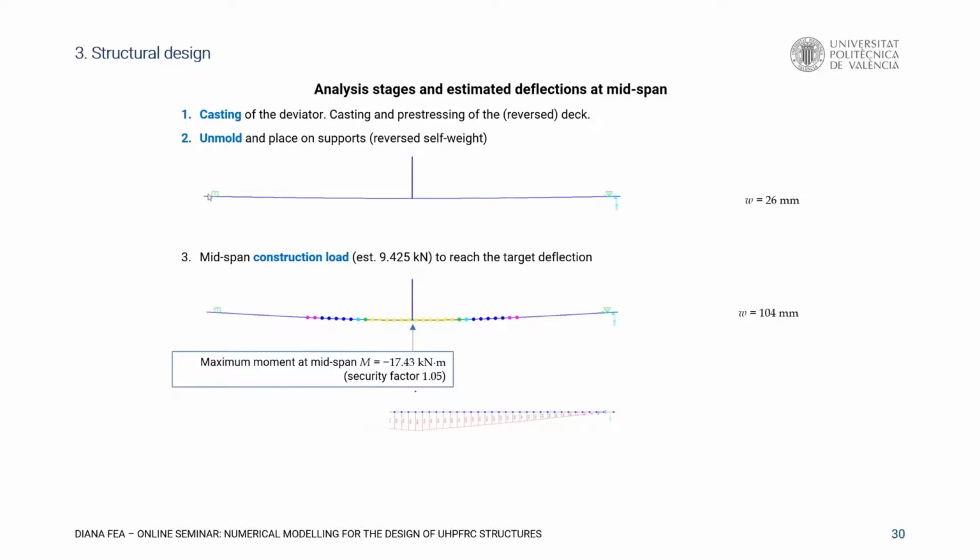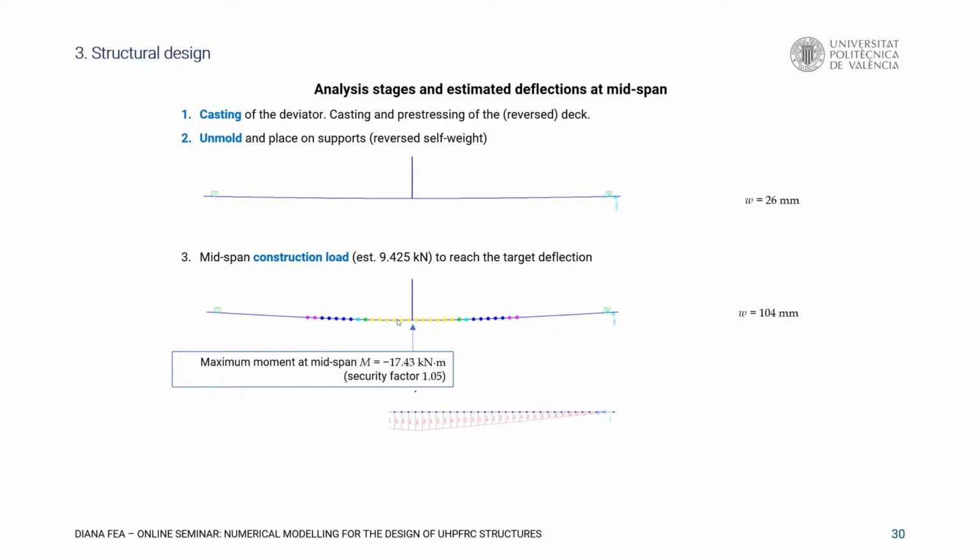So first we start by casting the deviator in a reversed position. So the bridge is initially in a reverse position. The deviator is waiting on the bridge. We preload the bridge to reach a deflection of around 100 millimeters. This is the worst situation for the structure. In this situation, the bending moment in the bent member is around 17 kilonewton meters.